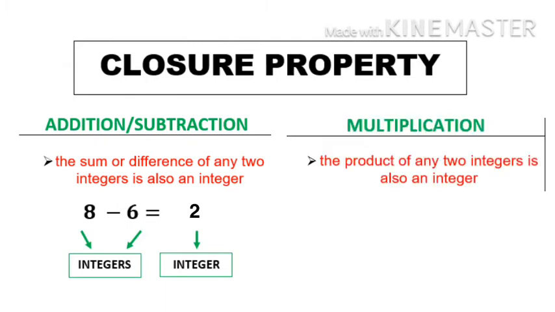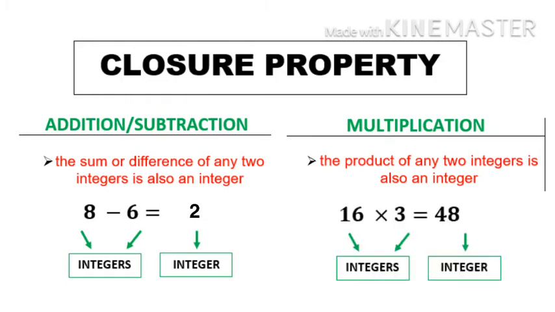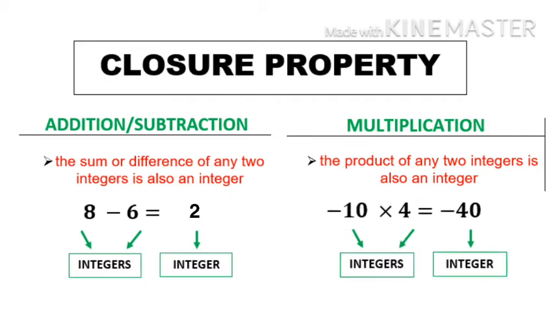The closure property under multiplication states that the product of any two integers is also an integer. For example, 16 times 3 is equal to 48. 16 and 3 are integers. The result, which is 48, is also an integer. Negative 10 times 4 is equal to negative 40. Negative 10 and 4 are integers. The result, which is negative 40, is also an integer.